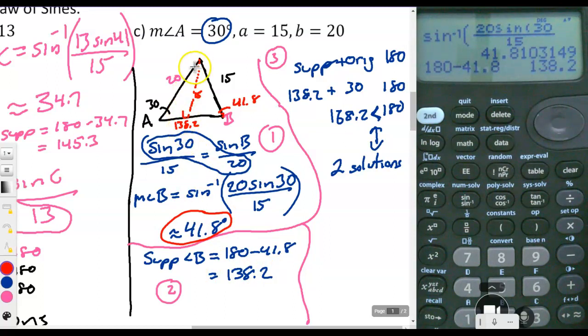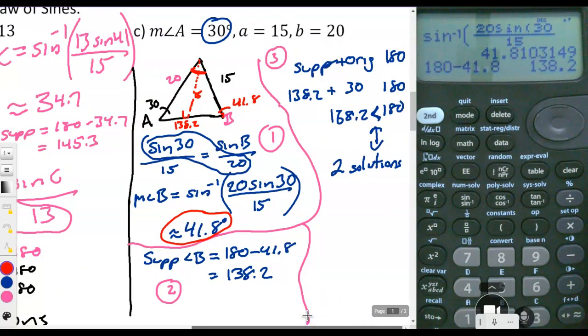And then angle C over here will have two different angle C's. So you'll have a 30, 138.2, and then an angle C here. And then you'll have a 30, 41.8, and a different angle C for these two different triangles. It doesn't ask on this particular problem to do that, but that's how you get the two answers. The diagrams definitely help to write it out.